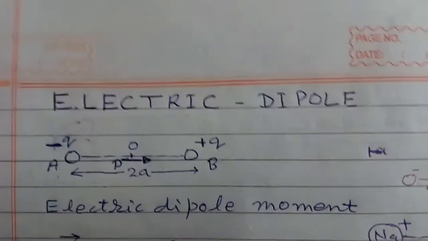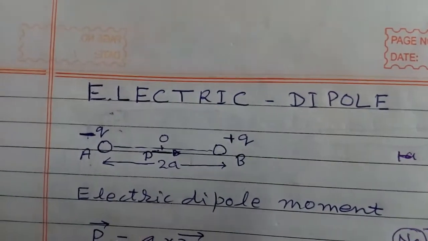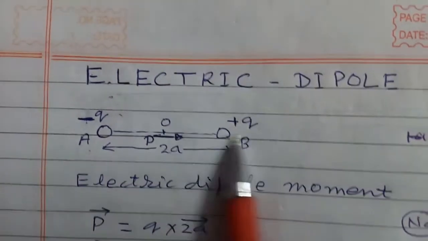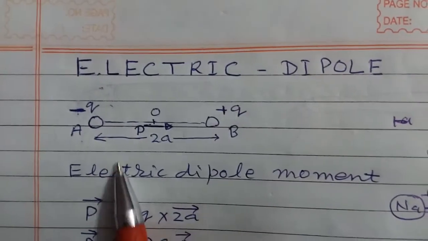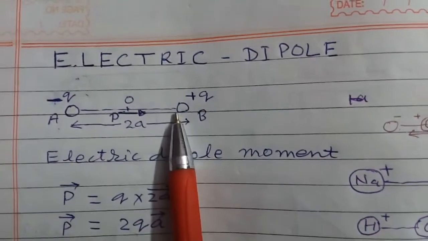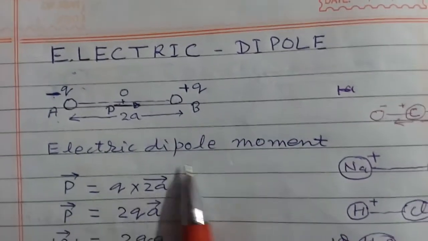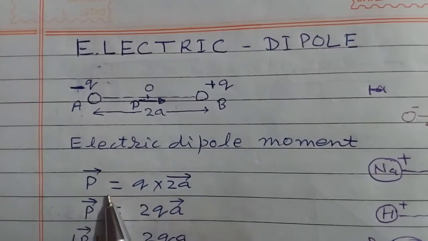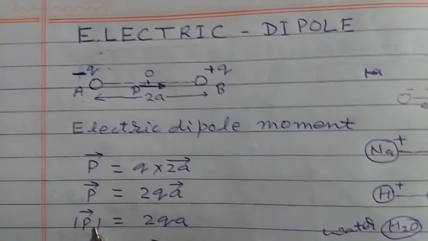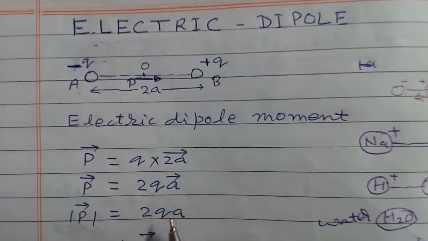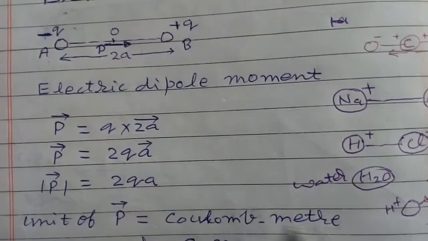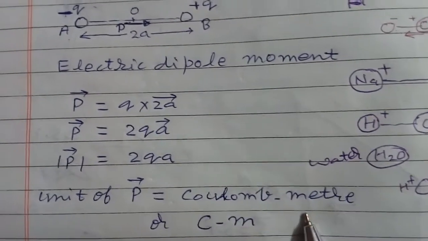Now electric dipole moment, product of any one charge, take any one charge, minus q or plus q, take the magnitude of this charge and multiply this with the displacement between the charges 2a. So this product is known as electric dipole moment. As you may see here, P is equal to q into 2a, mod of P is equal to 2qa. Now the unit of q is coulomb, a is meter, so its unit is coulomb into meter.